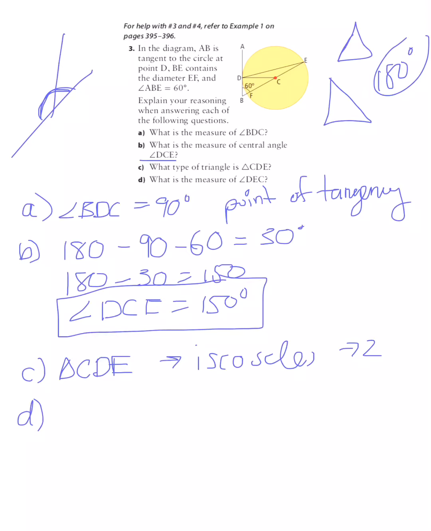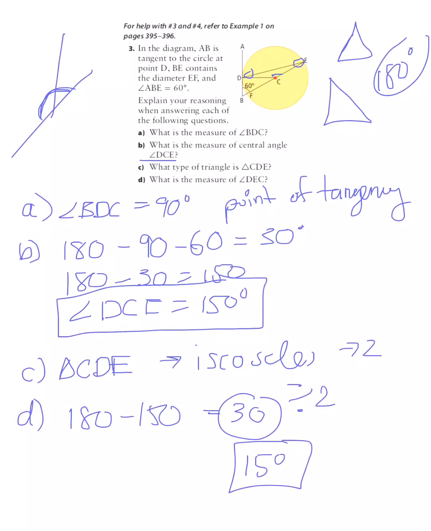Okay, so we found the first angle in the triangle was 150. And then we know because it's isosceles, both these other ones have to be the same. So we're going to go 180 minus 150 to start off, and I get 30. Because they're the same, and we only have 30 degrees to split, we have to divide this by 2. And so I get 15 degrees.